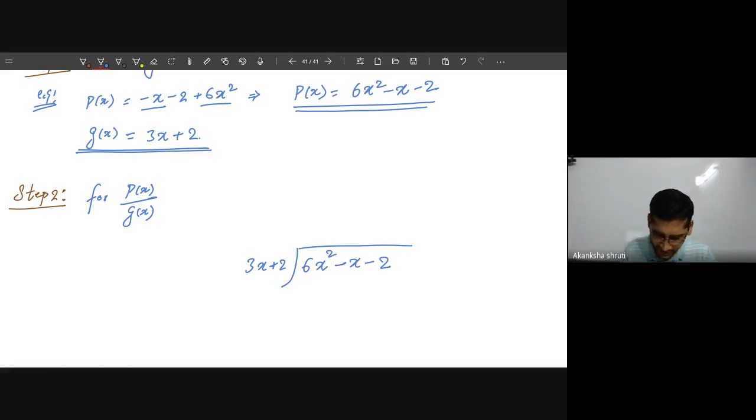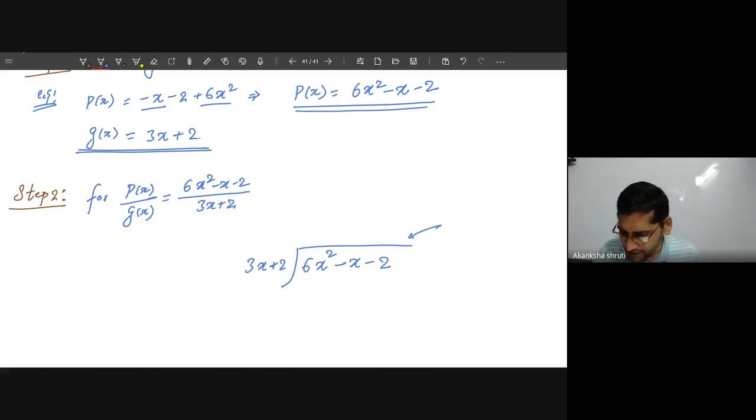There you have to write. It means for calculating this, 6x square minus x minus 2 is to be divided by 3x plus 2. For this, we will calculate the quotient and a remainder. The quotient will be written here, at the top of this division symbol. Whatever we are going to obtain will be the quotient. Okay.